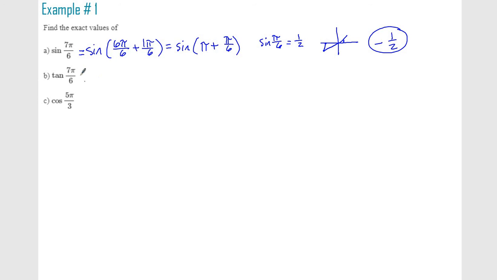Okay, let me try and walk you through that again. So here, tangent, we can do the same thing. 6 pi over 6 plus 1 pi over 6. Tangent of pi plus pi over 6. We do those separately. Sorry, my mind is going off like crazy. Okay, so do tangent of pi over 6.